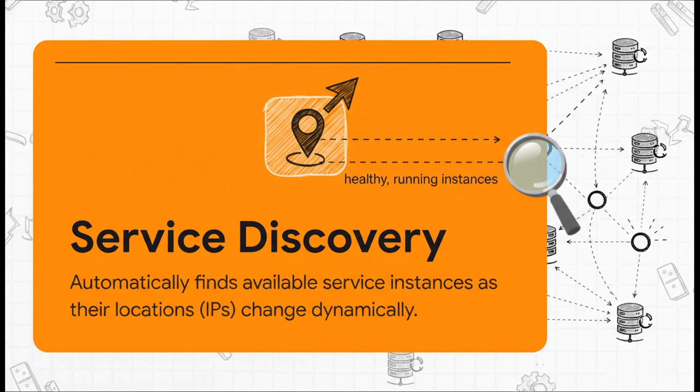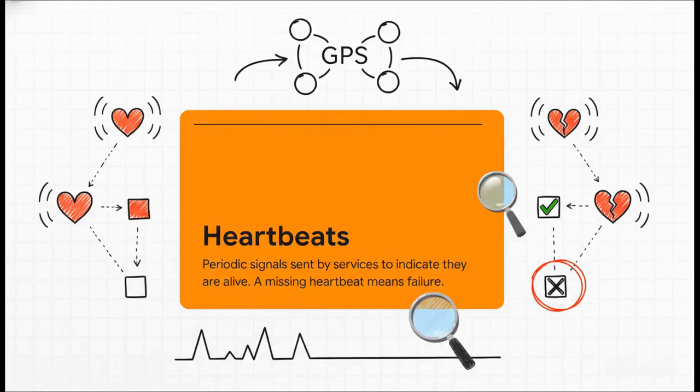See, in a modern setup, services are constantly starting and stopping. Their locations are always changing. Service discovery is like the central directory that always knows exactly where to find the healthy running services at any given moment. So how does that system GPS know who's healthy and who's not?